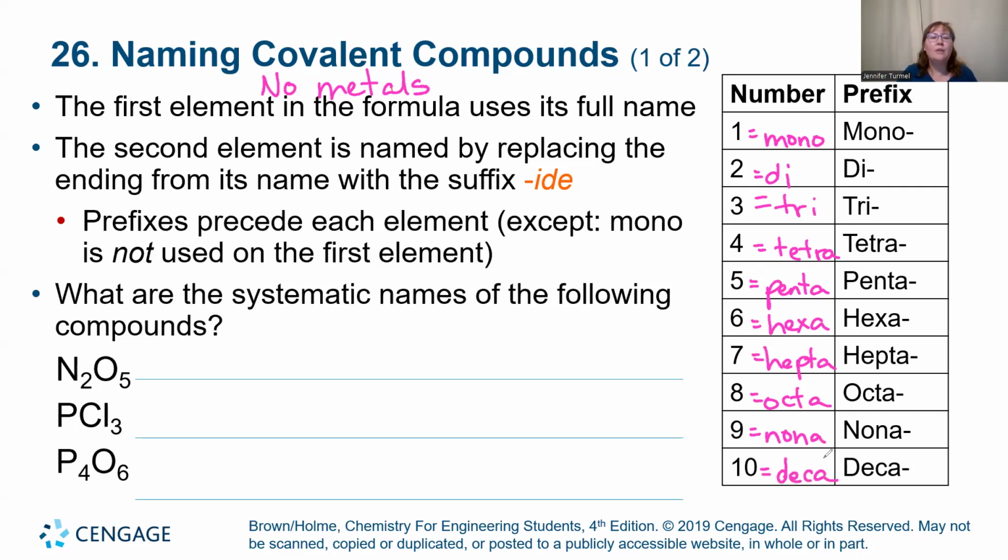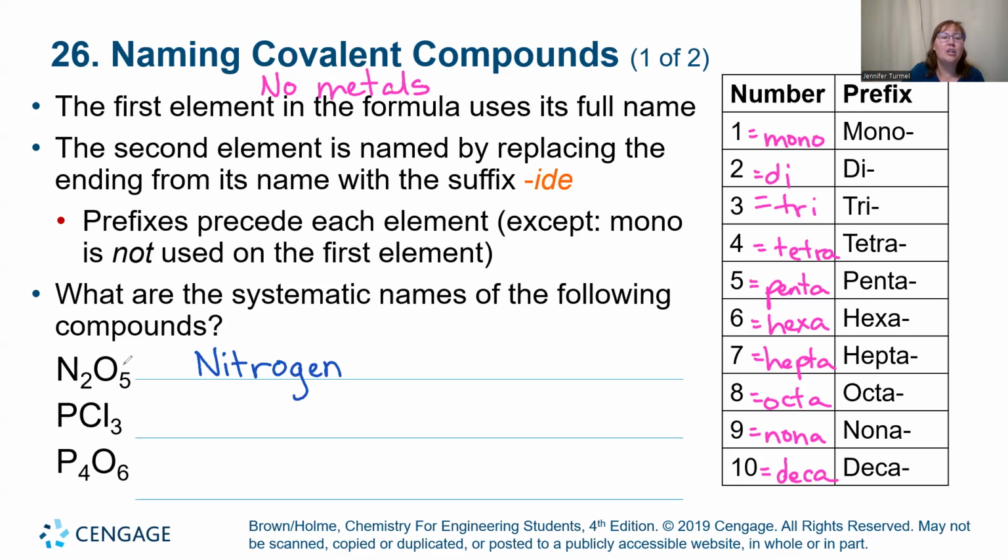Okay. So now let's take a look at what we're working on here. It says prefixes precede each element, except that mono is not used for the first element. So we're going to be working with that. Again, you have to have your periodic table here. And you see this nitrogen. I'm going to start with this. We see nitrogen.